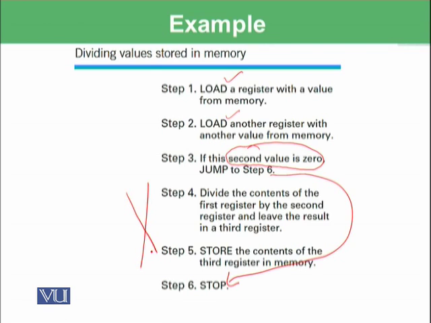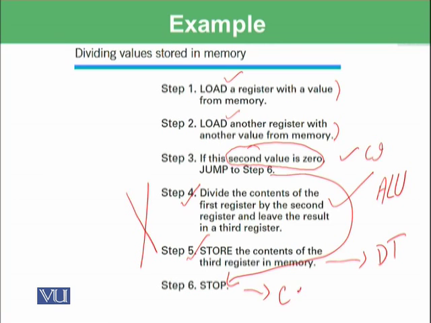So we are saying if this second value is 0, jump to step number 6, and if it is not 0, then we execute step number 4, divide, and then we store. This division is an ALU instruction, and this is a data transfer instruction, this is a control instruction, and then storing is again data transfer, and stop is again a control instruction.